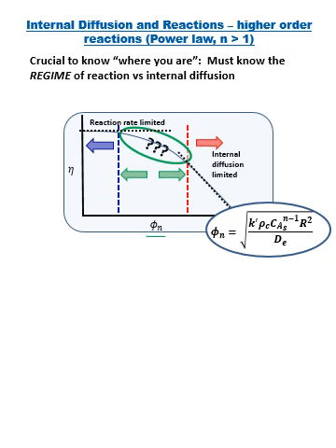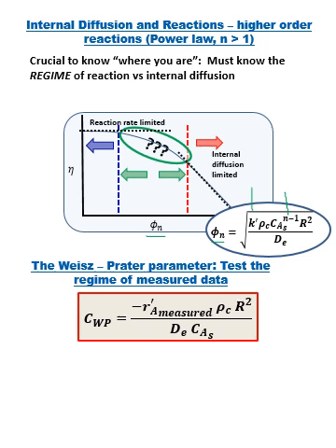So the problem is that if you have rate data and you want to model, you want to find out what is the value of K dash, what is the value of the rate order, you actually need to know where you are before you can start modeling this. So you are not in a position to calculate a Thiele modulus for these higher order reactions. In order to solve that and to determine in which regime you are, researchers came up with this parameter, the Weiss-Prater parameter, where you can use your measured rate data to figure out which regime you are in.